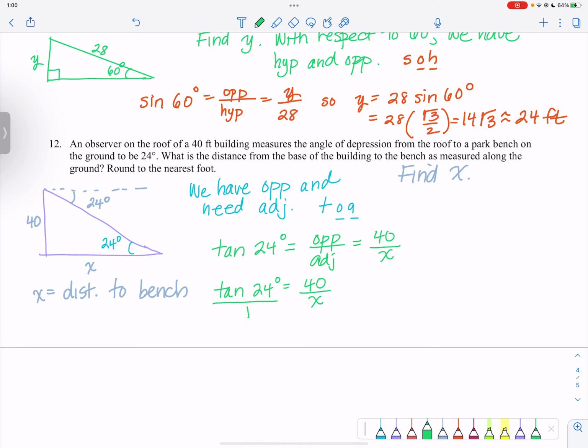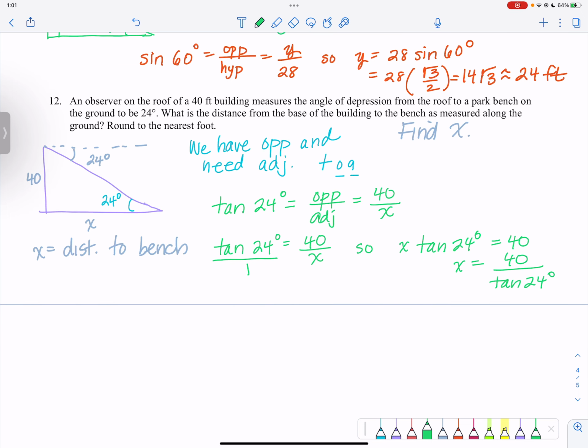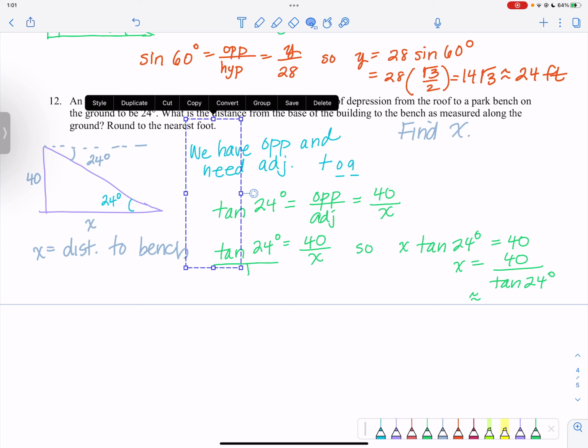If I place this over a 1, we can cross multiply, or we can do lots of things, but basically we could cross multiply and then we could divide by the tangent. So x tan of 24 degrees is equal to 40. So x is equal to 40 divided by the tangent of 24 degrees. So when you put that in your calculator, you will get about equal to, and let's see if I can move all of this up a little bit.